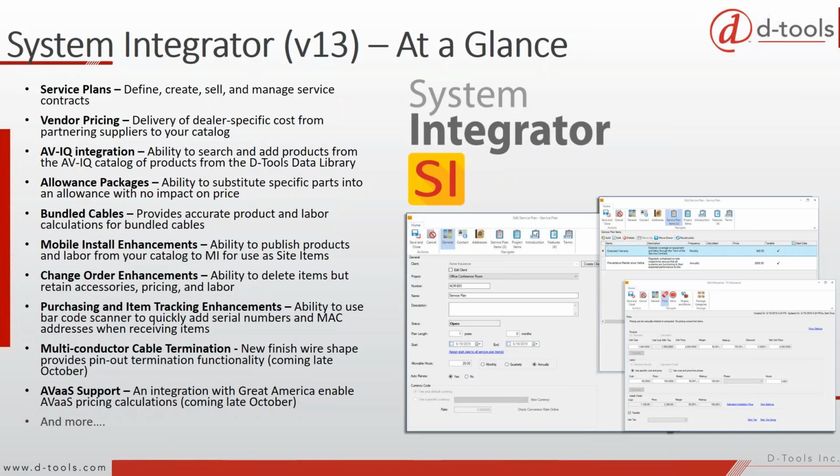And a number of enhancements to mobile install, our change orders, and purchasing and item tracking, being able to utilize barcode scanners to add serial numbers, MAC addresses. And then we have a couple of additional features that will be rolling out at the end of October.